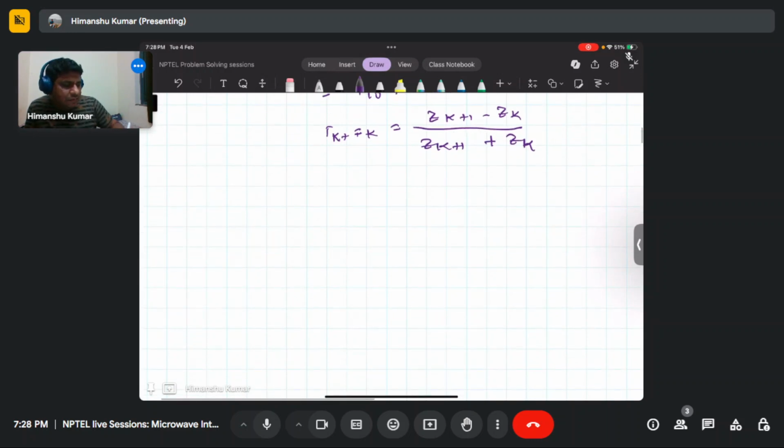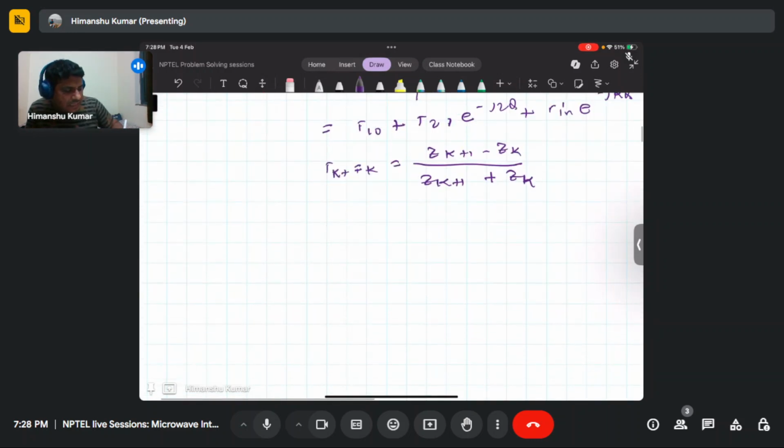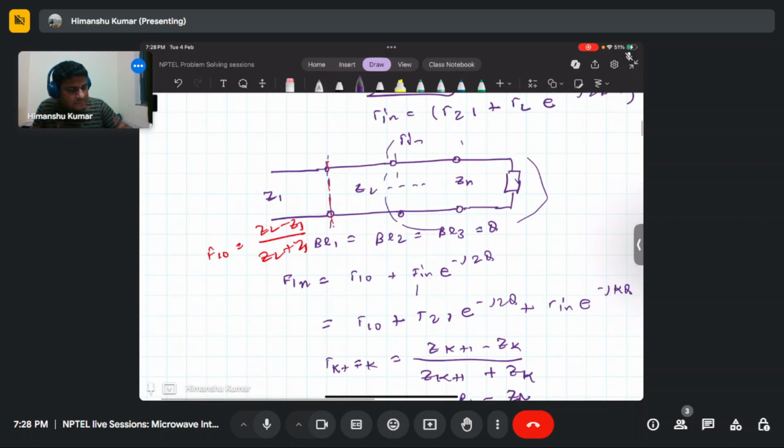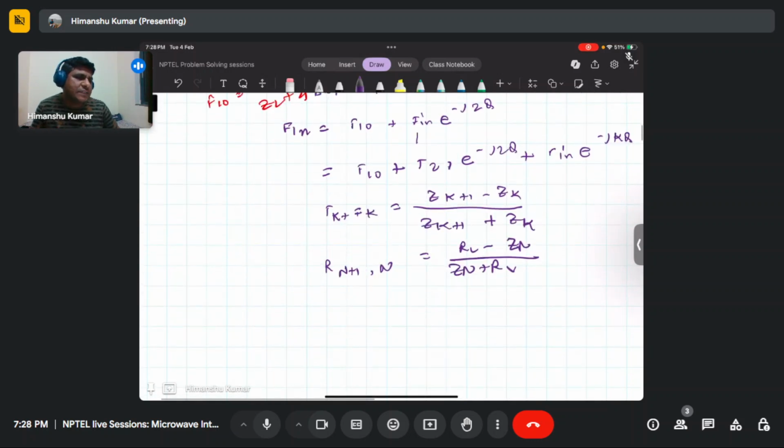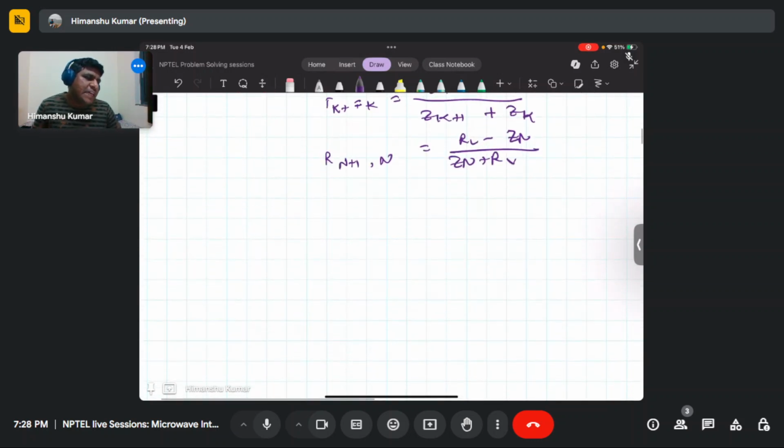And at last, gamma n plus 1 comma n, you can define as RL minus Zn divided by Zn plus RL. This is at the final boundary, so this is the reflection coefficient there. Then you can write the input impedance in terms of the reflection coefficient gamma and theta.